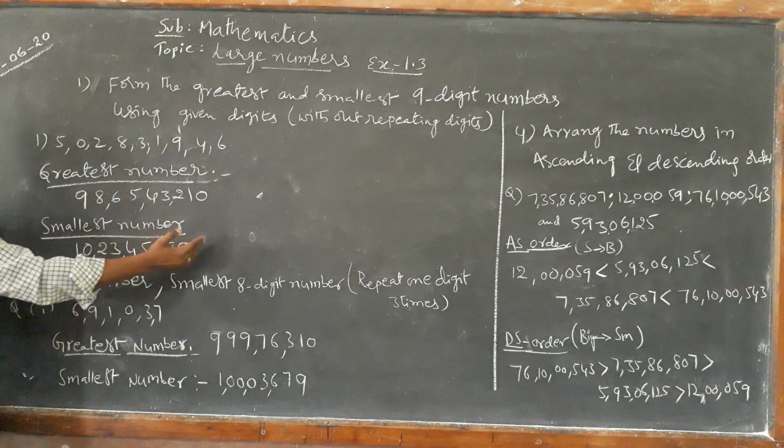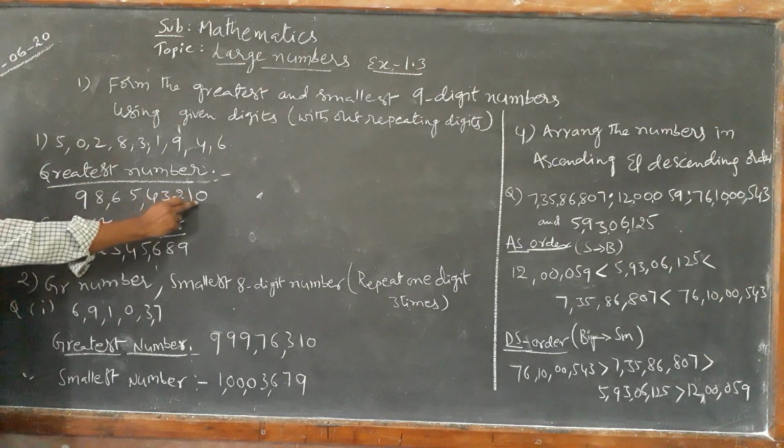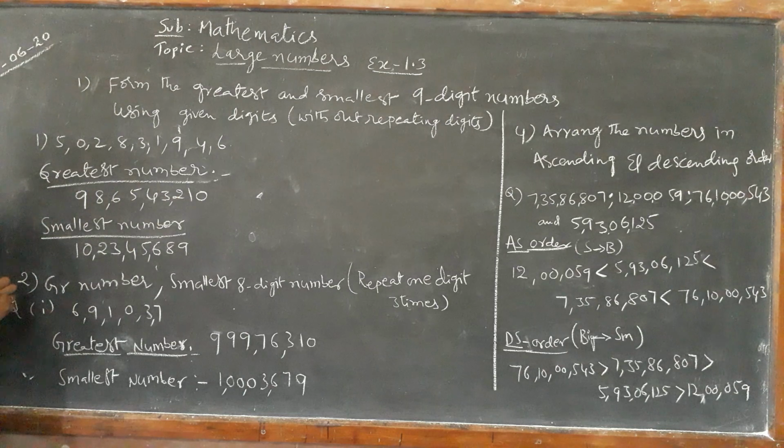Now, on the right side, the greatest digit. On the left side, you should get the smallest digit. Then only you will get the smallest number. Here, on the left side the bigger, greatest digit, and on the right side a smallest digit. Then only you will get the greatest number.